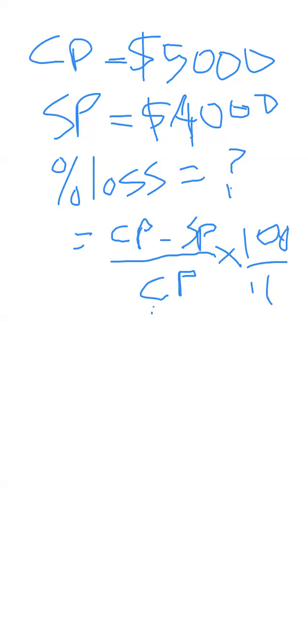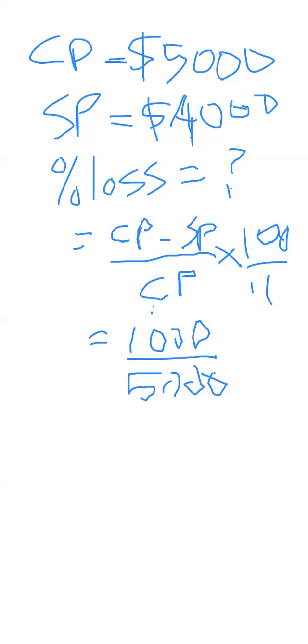So 5,000 minus 4,000. What did you say? No, my bad. I was saying that to my brother. Oh, okay. All right. So that would be 1,000 over 5,000, right?